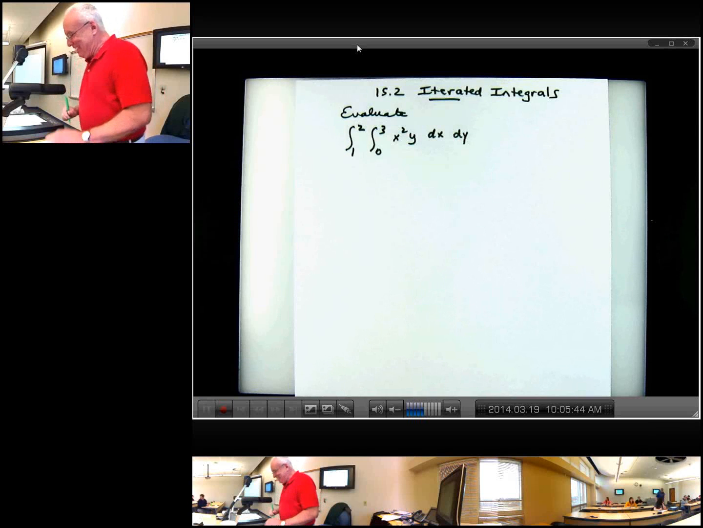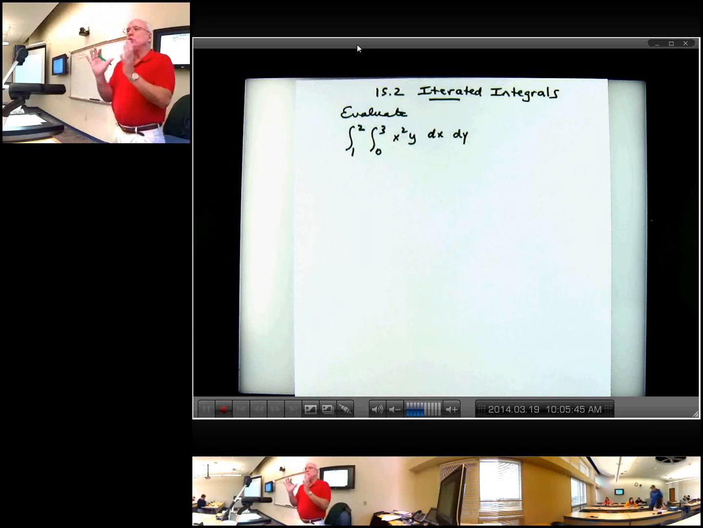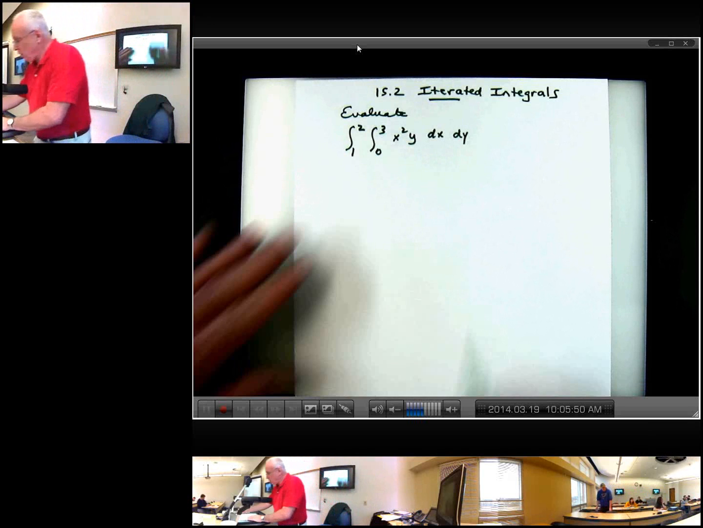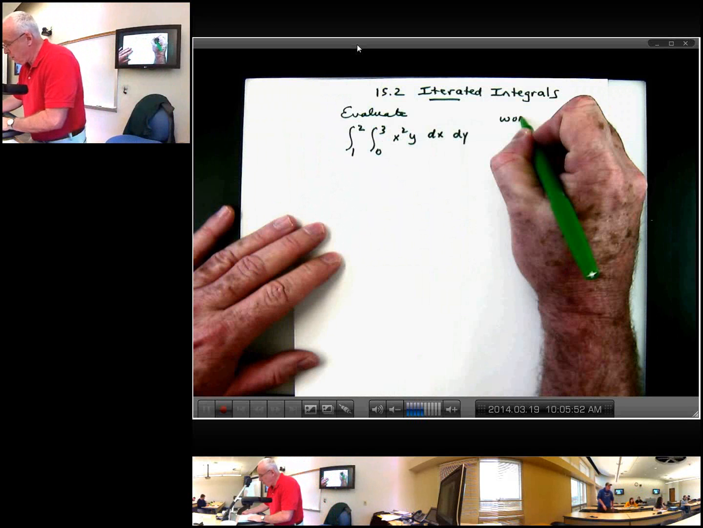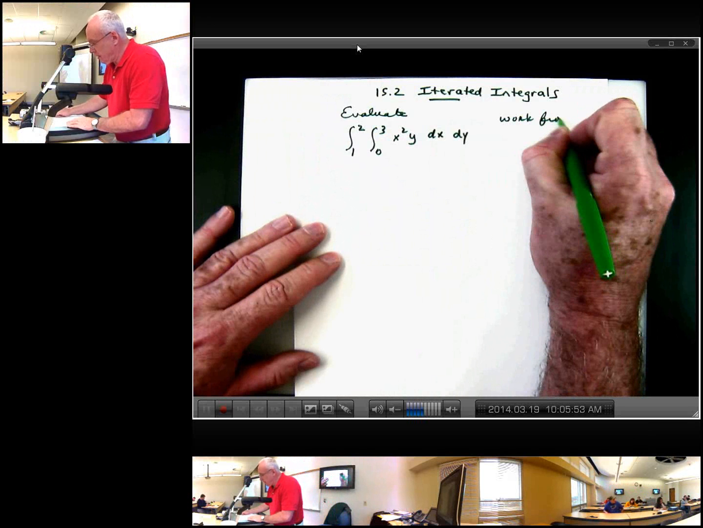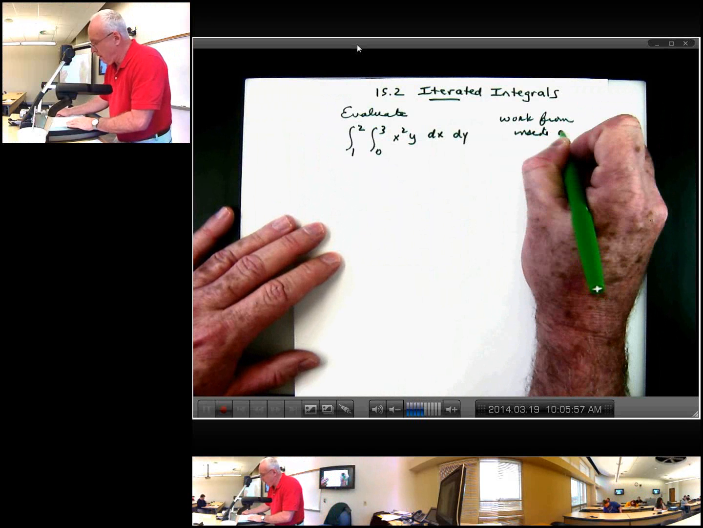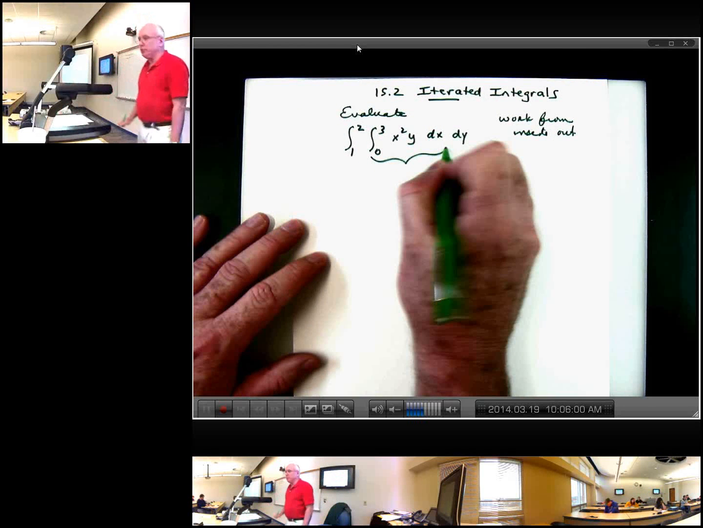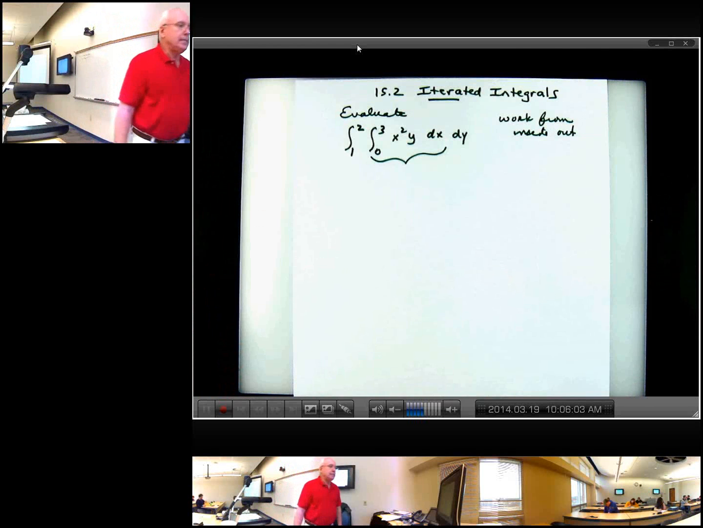All right. So what you want to do here is work from the inside out. So the inside integral is this one right here, the integral from 0 to 3 of x squared y dx.